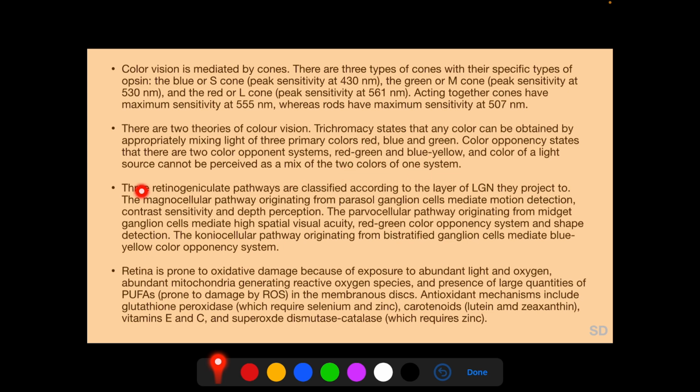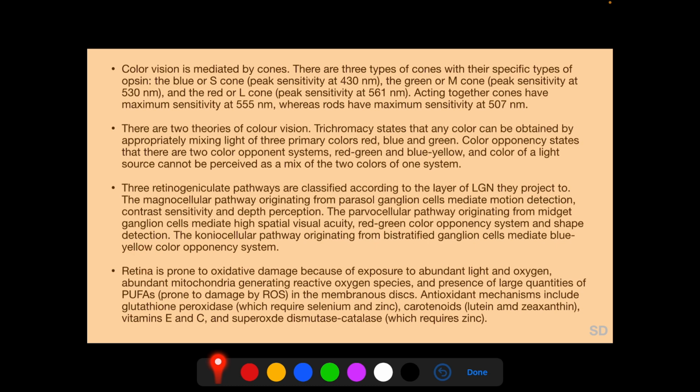Three retinogeniculate pathways are classified according to the layer of the lateral geniculate nucleus they project to. The magnocellular pathway originating from parasol ganglion cells mediates motion detection, contrast sensitivity, and depth perception. The parvocellular pathway originating from midget ganglion cells mediates high spatial visual acuity, red-green color opponency system, and shape detection. The koniocellular pathway originating from bistratified ganglion cells mediates the blue-yellow color opponency system.